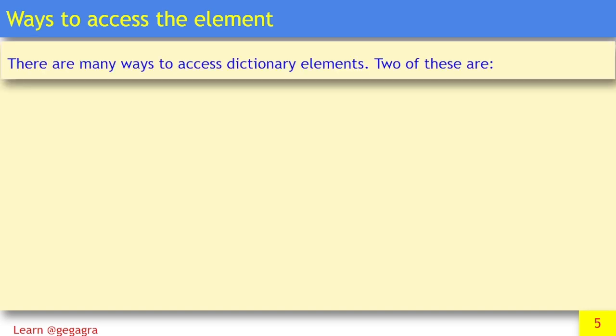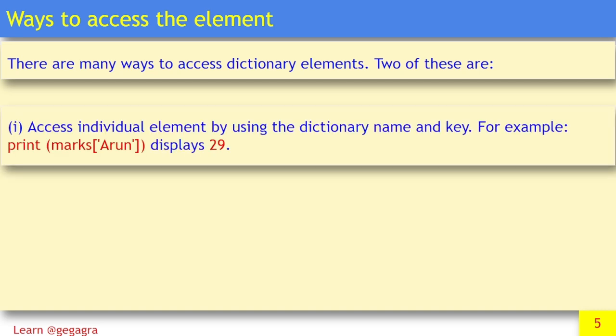There are many ways to access the elements in a dictionary. Two of these are: the first method which I am going to discuss is accessing individual elements by using the dictionary name and the key. For example, if I print marks, square bracket, and the key, marks is the dictionary variable, and square bracket Arun is the key. This way, when it prints marks Arun, it prints the marks of the Arun key, so it displays 29 here.